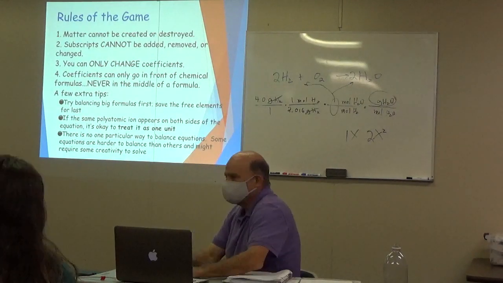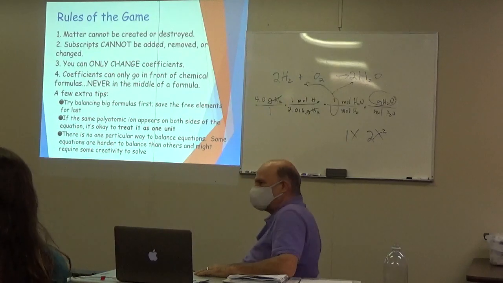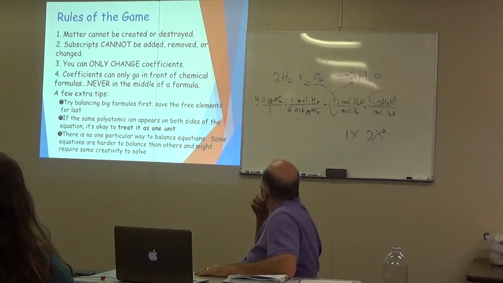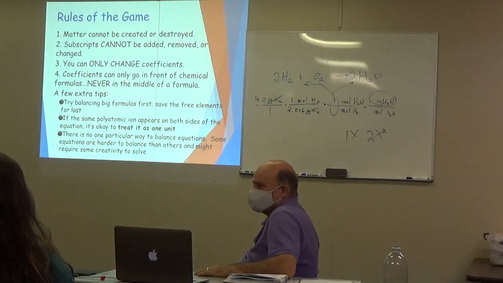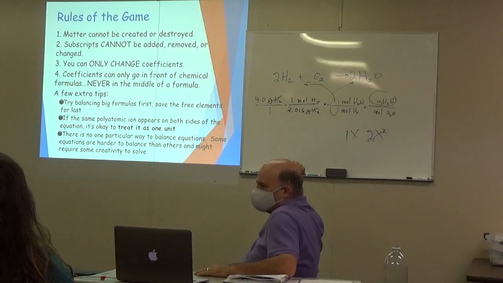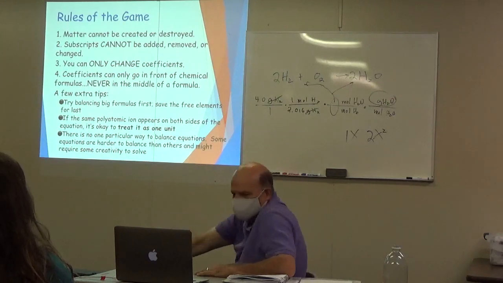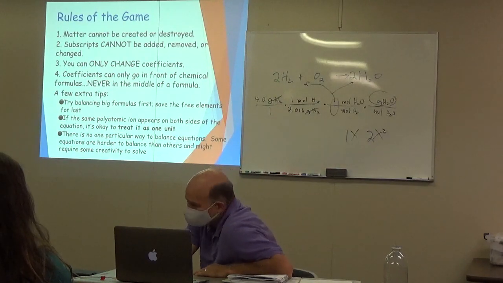Try balancing the bigger molecules first. In general, not always true, but you want to look where there's a change, and deal with the molecule first before you deal with individual elements. And polyatomic ions are treated as one unit.